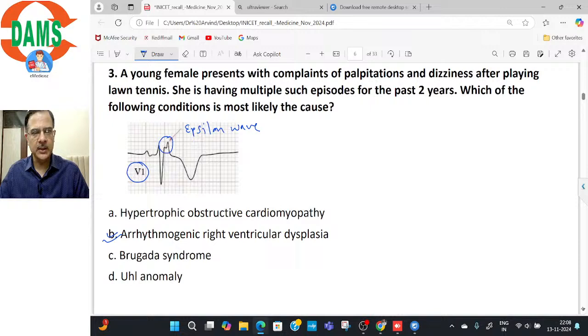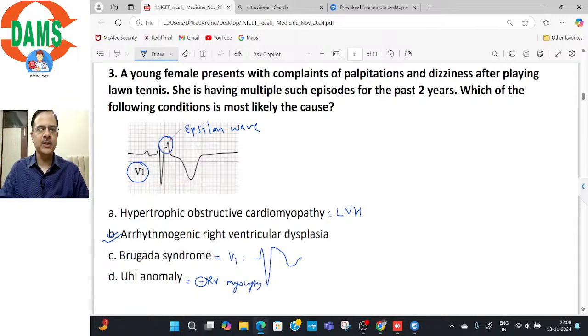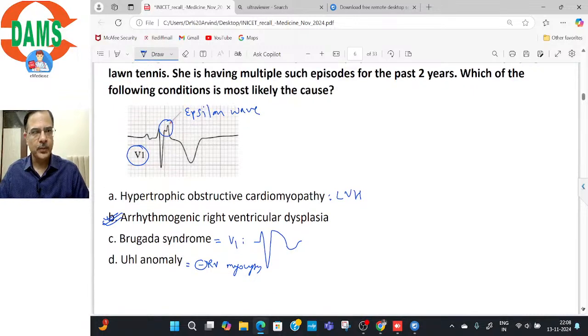The epsilon wave is highly characteristic of arrhythmogenic right ventricular dysplasia. In HOCM, the characteristic feature is left ventricular hypertrophy. In Brugada syndrome, in lead V1, we will see coved ST elevation like this. Uhl anomaly is the absence of right ventricular myocytes, and it is not characteristically associated with these ECG changes. So the answer to question 3 is ARVD, arrhythmogenic right ventricular dysplasia. Now moving on to the next one.